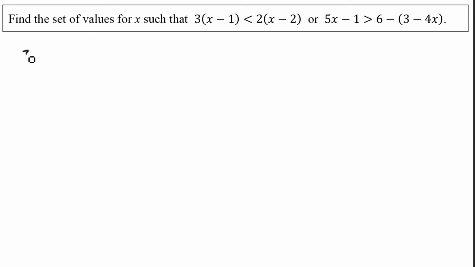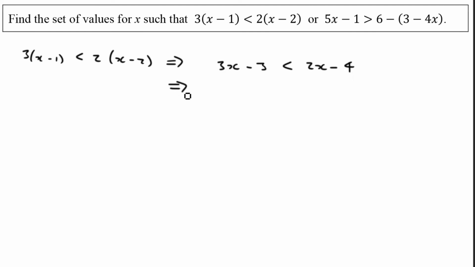So the first one is 3 lots of x subtract 1 is less than 2 lots of x subtract 2. Expanding all the brackets there, we have that 3x subtract 3 is less than 2x subtract 4. If we now subtract 2x from both sides, the 3x subtract 2x will become a single x. If we add the 3 to both sides as well, we'll have that x is less than negative 1. Or in set notation, we want values of x such that x is less than negative 1.